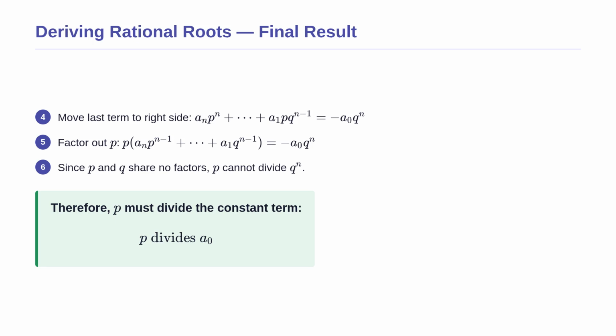Continuing our proof, we want to show that p divides the constant term a0. We move the very last term, a0 times q to the power n, to the right side by subtracting it. Look closely at the left side. Every single term contains at least one p. We factor this common p out to the front. This equation tells us that p multiplied by some large integer equals negative a0 times q to the power of n. Since p and q share no common factors, p cannot divide q. Therefore, the only mathematical possibility left is that p must divide a0. This perfectly proves the rational root theorem.